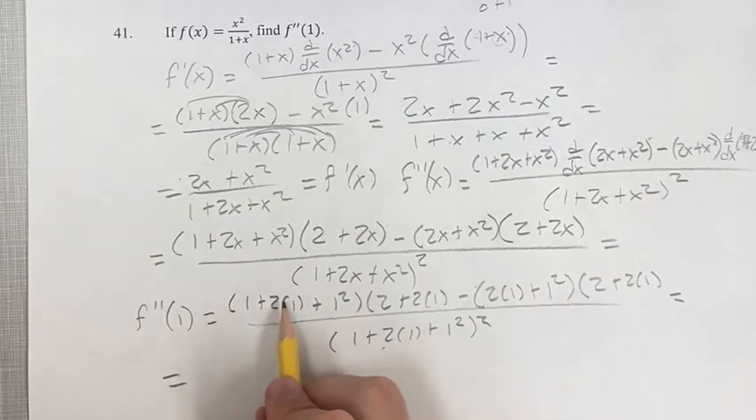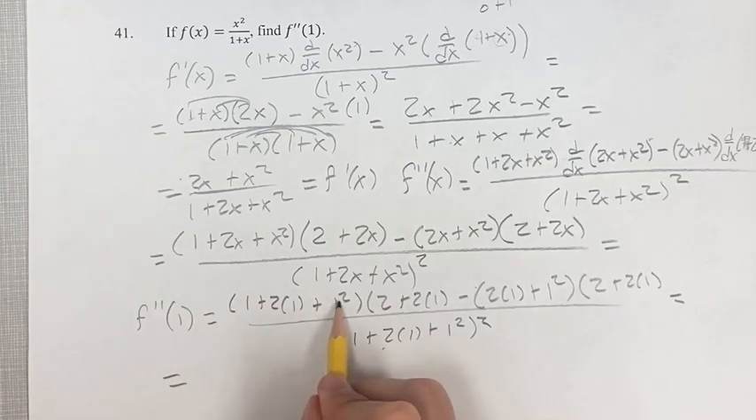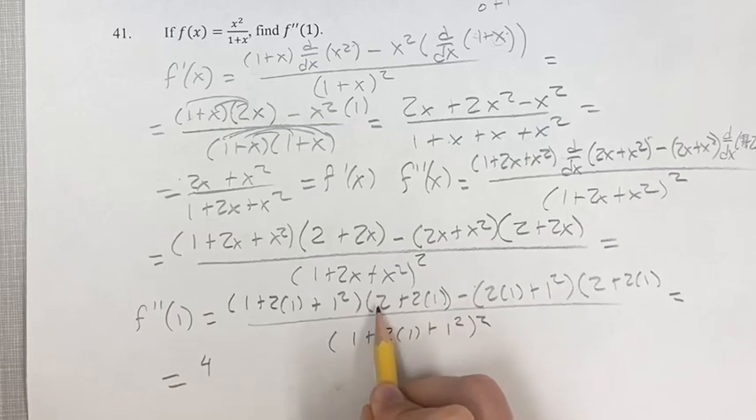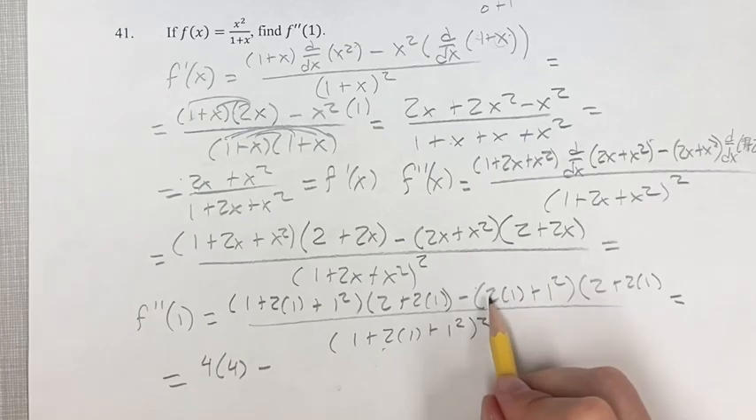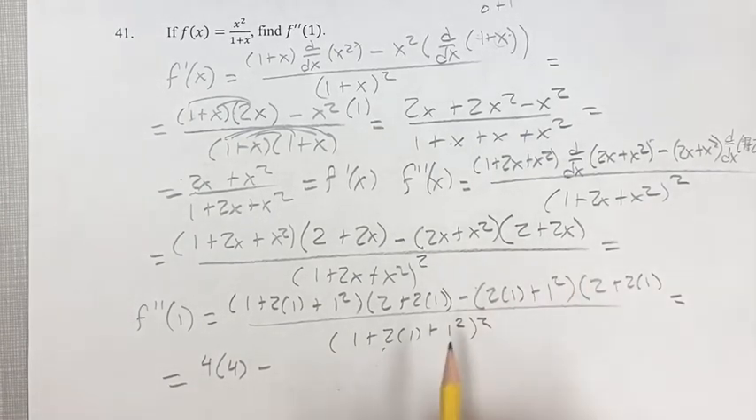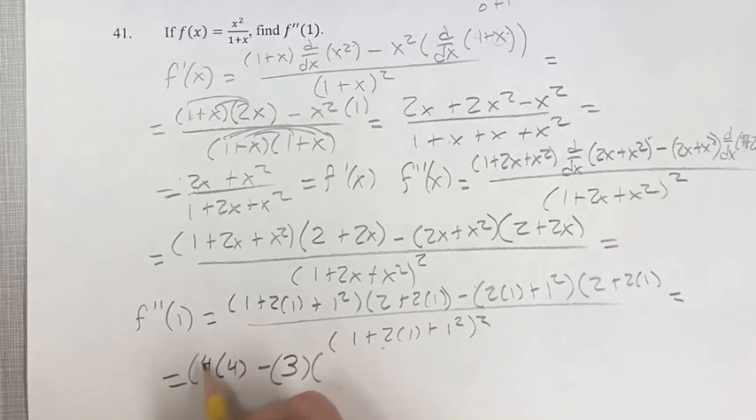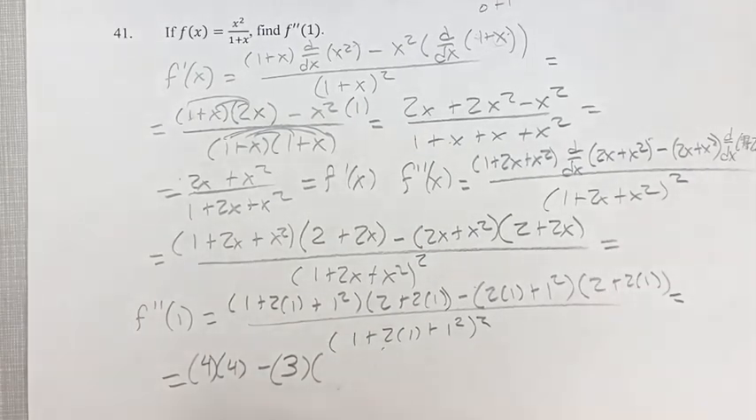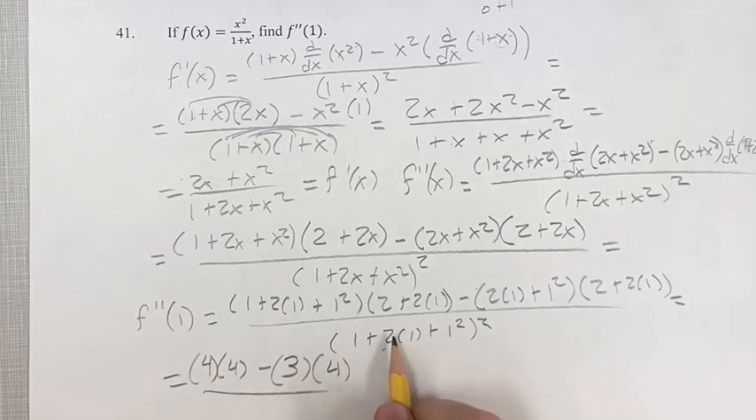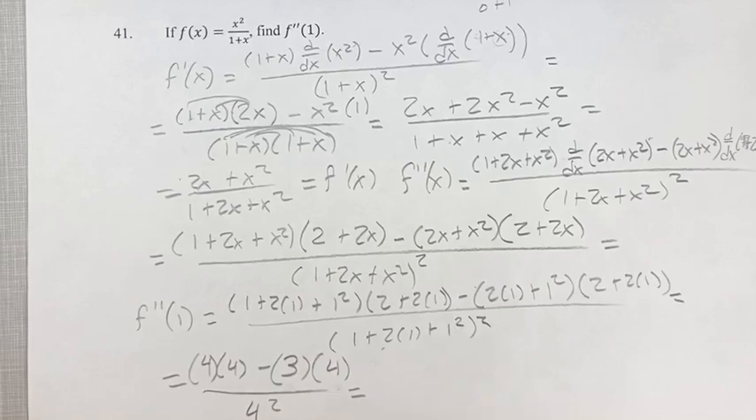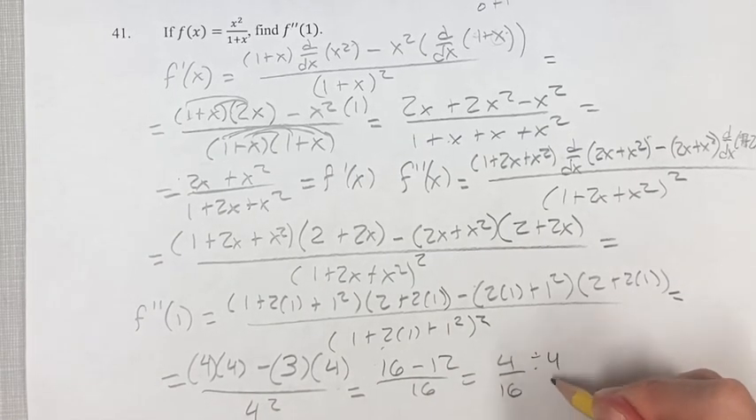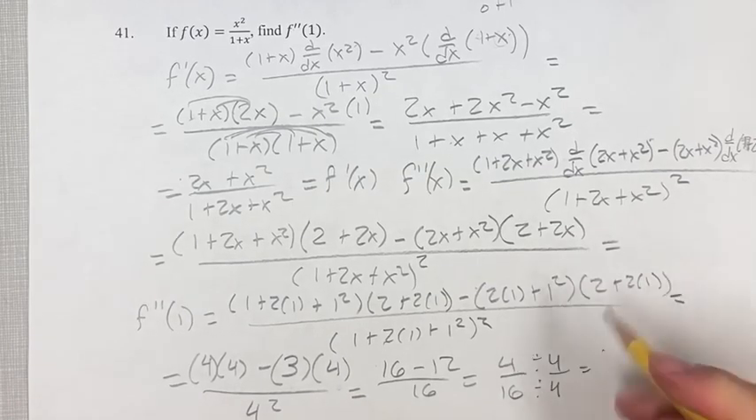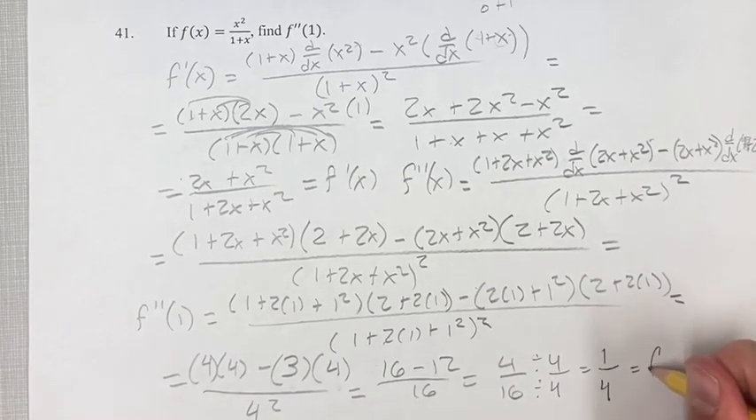Simplifying this, 1 plus 2 times 1 is 1 plus 2, plus another 1 is 4, times 2 plus 2 times 1 is 2 plus 2 is 4, minus 2 times 1 is 2, plus 1 squared is plus 1 is 3, times 2 plus 2 times 1 is 4, and this is over 1 plus 2 plus 1 is 4 squared. This is equal to 16 minus 12 over 16, is 4 over 16, equals 1 over 4. And this is the value of the second derivative at 1.